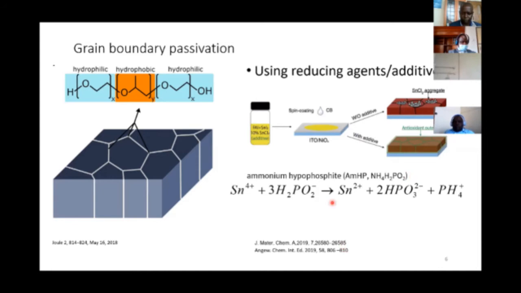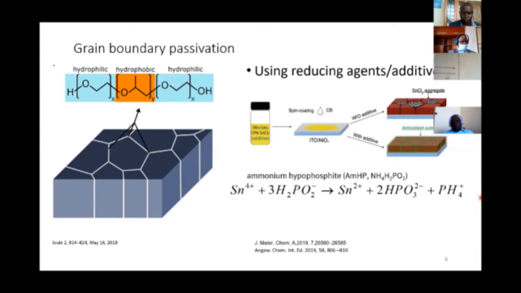Now, another thing here is an example of what is happening, how one of the co-additives, that is ammonium hypophosphite, can be used to reduce tin 4 in the perovskite.